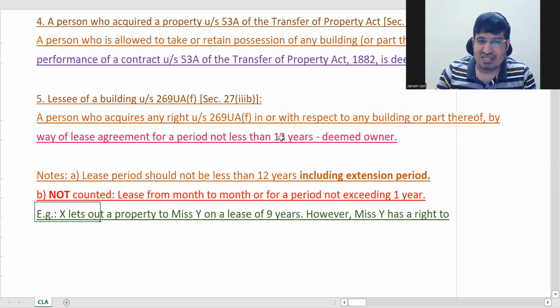Okay, if the lease is for 12 years or more, Miss Y will become the deemed owner. House property tax she will have to pay. Otherwise, X will have to pay. So, which is why it is important to understand whether Miss Y is becoming the deemed owner or not.